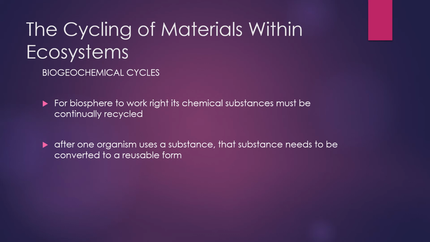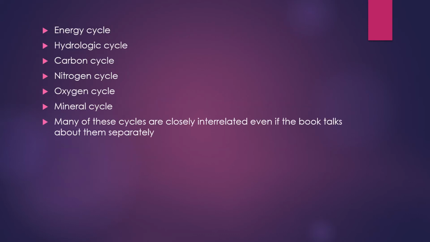Okay? First cycle, here's just some examples. Energy cycle, hydrologic cycle, water cycle, carbon cycle, nitrogen, oxygen, mineral. Many of these cycles are closely interrelated, even if we will talk about them separately. The carbon cycle or the water cycle cannot work without the energy cycle, energy from the sun. So all these are interrelated. Everything really is interrelated. That's a huge overlying concept of geography, these interrelationships and interconnectedness.